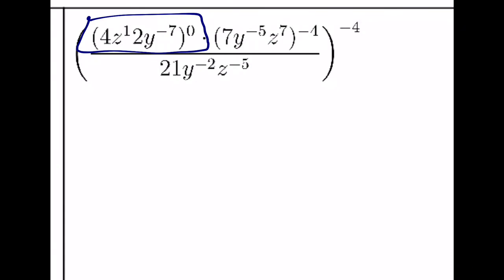In this final problem, this entire section is raised to the power of 0, and according to the 0 exponent rule, this becomes a 1. So 1 times anything is going to be itself. We can just cross it off.